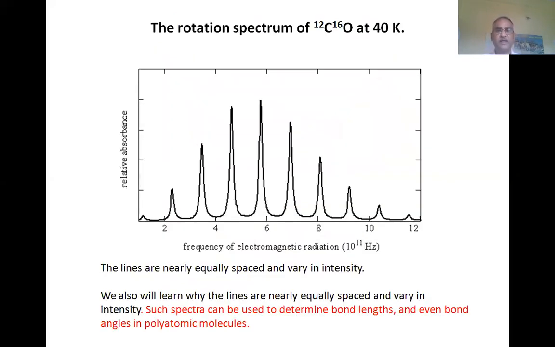And this is a typical rotational spectrum or microwave spectrum. So this is for carbon monoxide at 40 Kelvin. As you can see, the important feature that you observe here is that the spacing is equal. Spacing between the peaks is equal. So that's what we have seen in the quantum mechanical calculations, where the spacing comes out to be equal. The lines are nearly equally spaced.